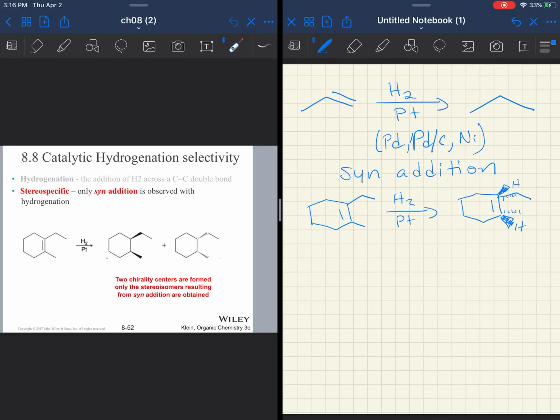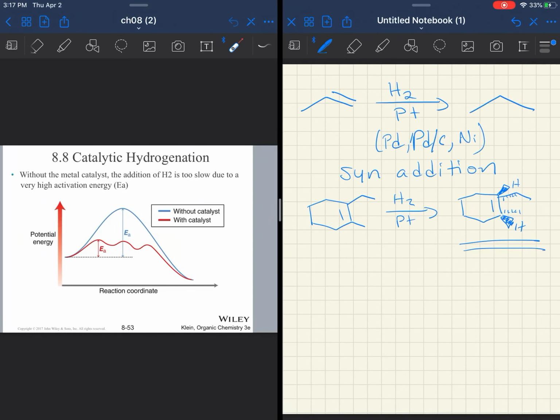You could get both enantiomers here if there are chiral centers that are produced. But essentially, I want to see that you can show me that this is that syn addition. Now, you are not going to be responsible for the mechanism, but we are going to take a look at it. It helps me visualize why this is a syn addition.